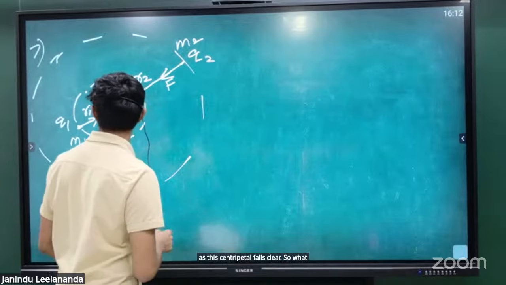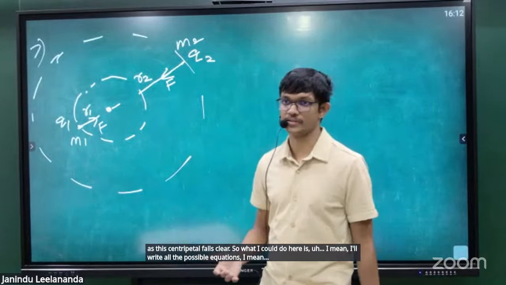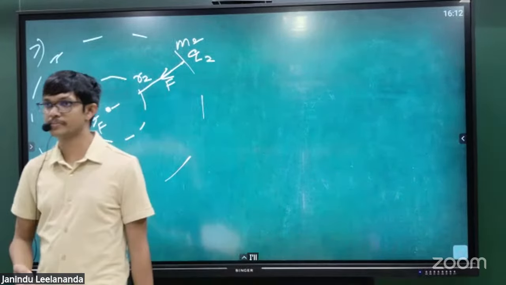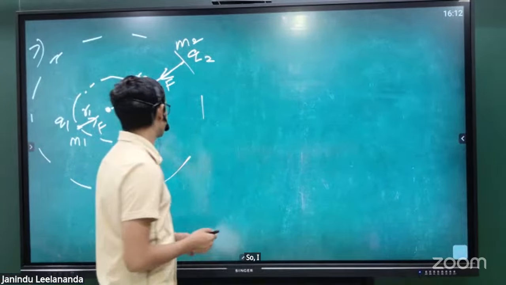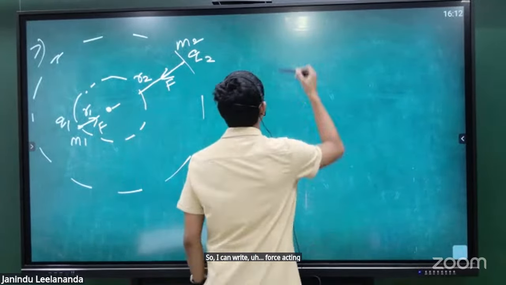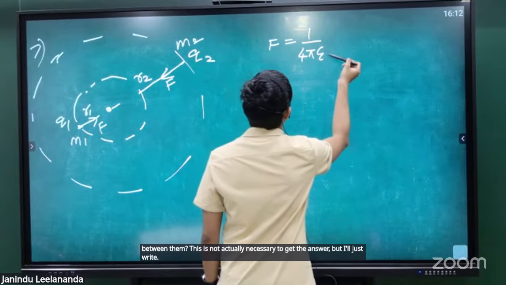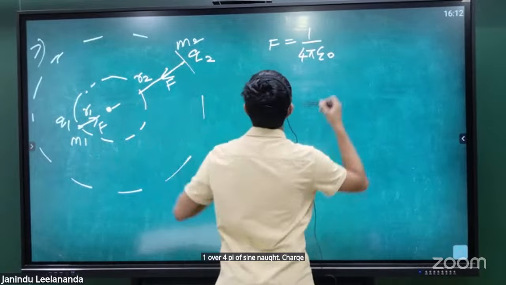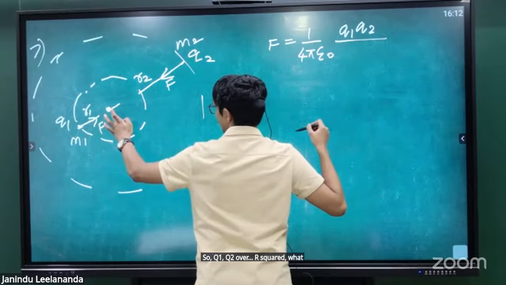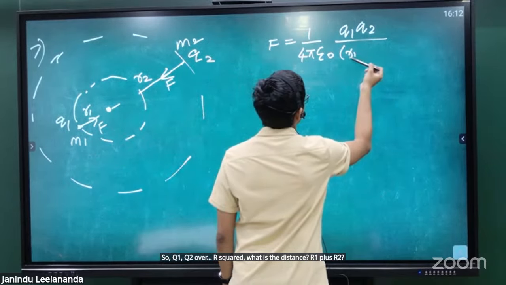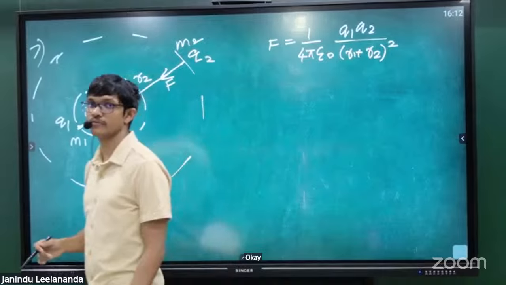So what I could do here is write all the possible equations. Not to get the answer, but we'll see what we can do. They're asking R1 over R2, right? What is the force acting between them? This is not actually necessary to get the answer, but I'll write 1 over 4 pi epsilon naught, Q1 Q2 over R squared. What is the distance? R1 plus R2, squared. This is the force acting between them. Clear?